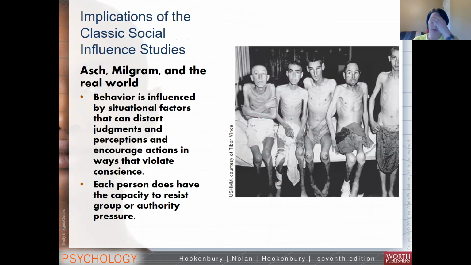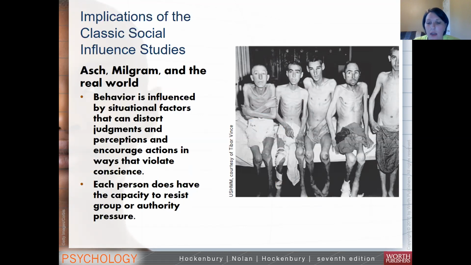So where does this come from? Where does the work come from, and how do we use this? What are the implications of this work? Well, obviously, Asch and Milgram were thinking about the real world and the actual real social factors.